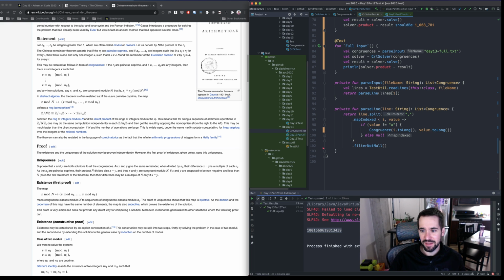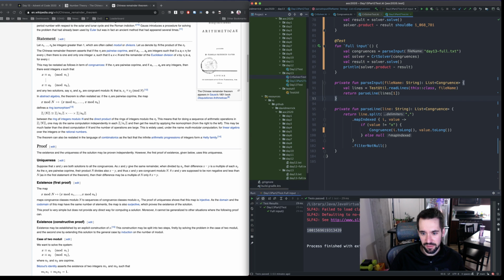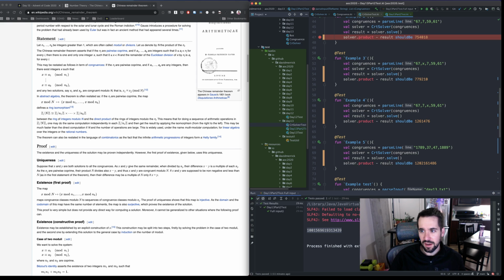But I plugged in the index values for this. So this would be like 0 in this case. Given this input, this congruence would be like 0, and the mod would be 67. And then there wouldn't be anything here because I ignore the x's. This would be 2, and then mod 7, because 7 is in the 2 index here.